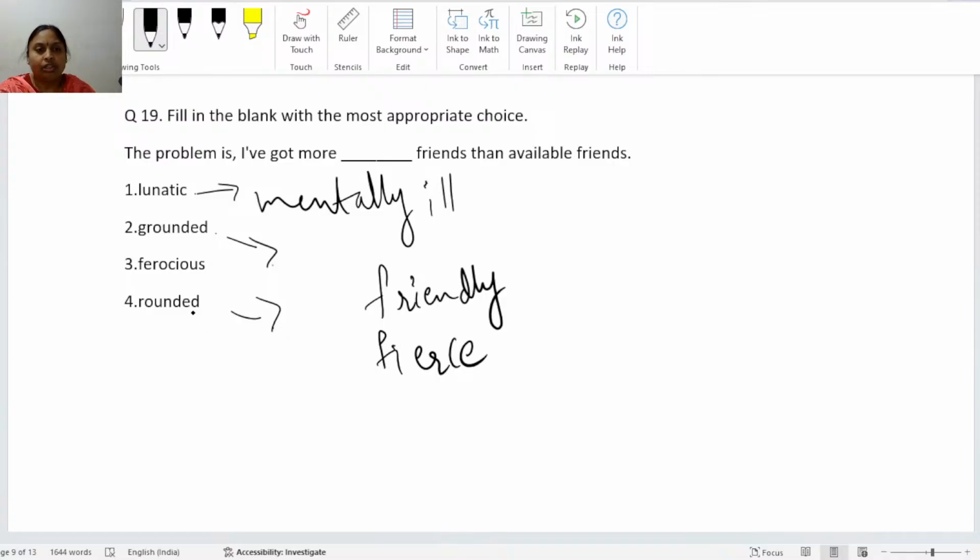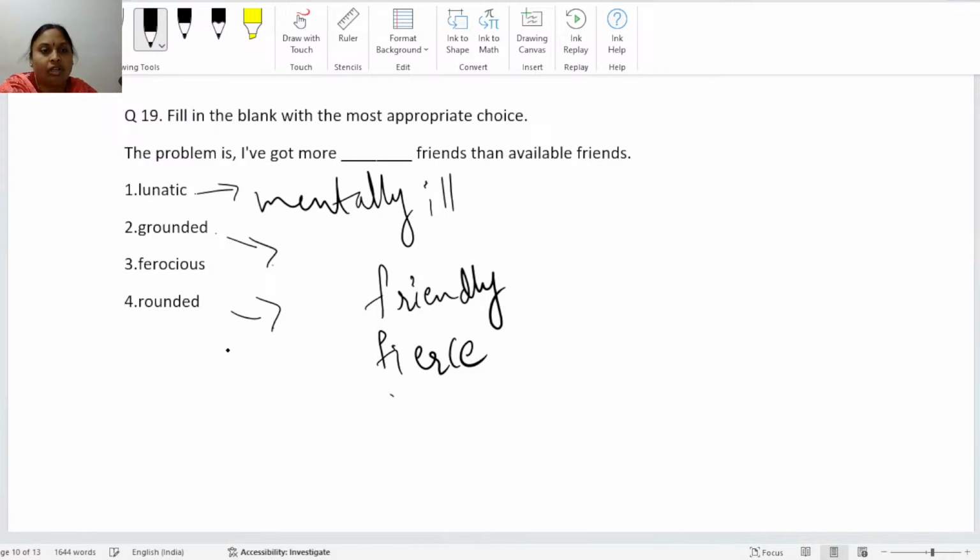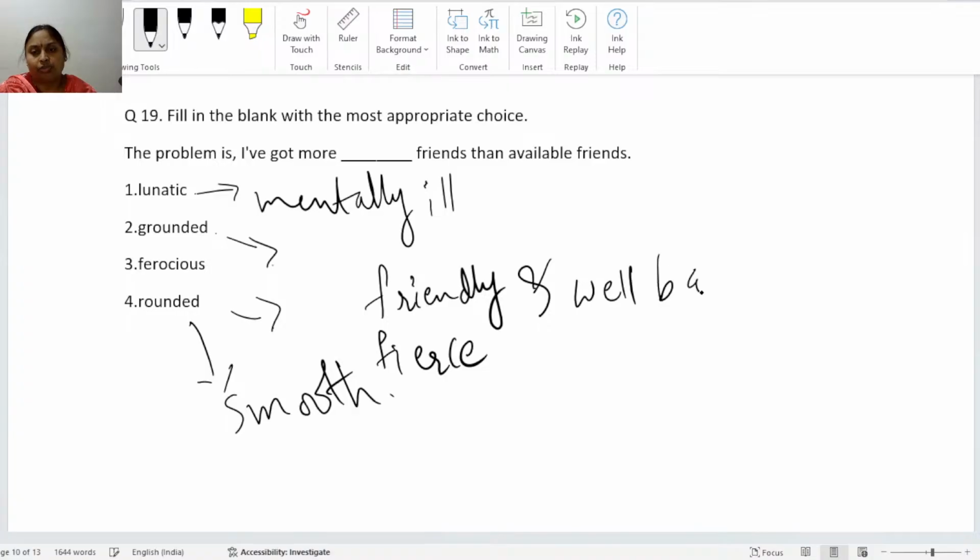And next cold. And next we have rounded. Having smooth nature. So then accordingly what will come? So friendly and well balanced relationship. Grounded will be the answer.